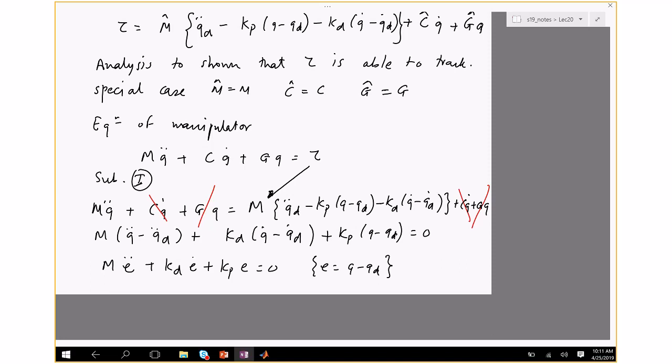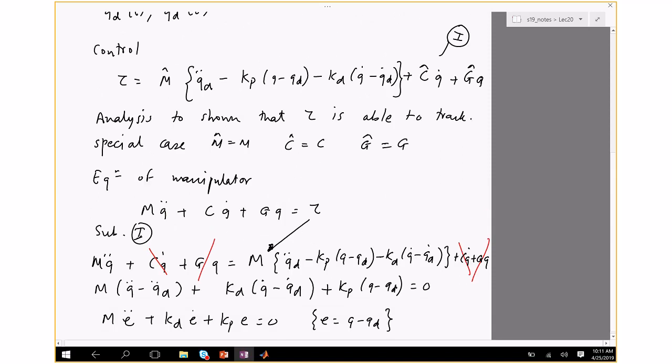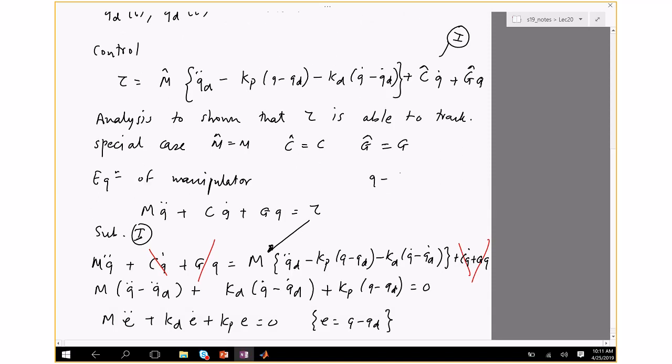Sorry, you said Q is the trajectory, Q is what it does, and QD is what we want? Yes, right. I'll write it here. Q is actual motion, QD is desired motion.